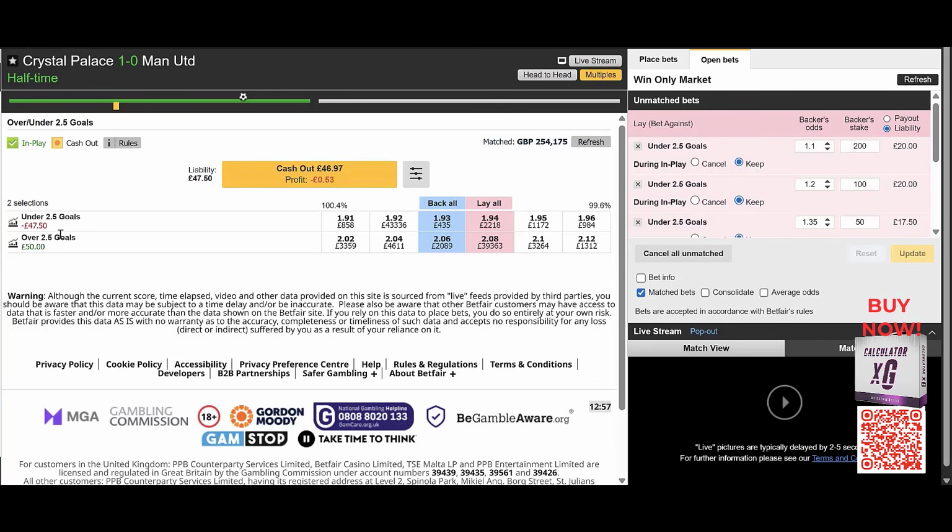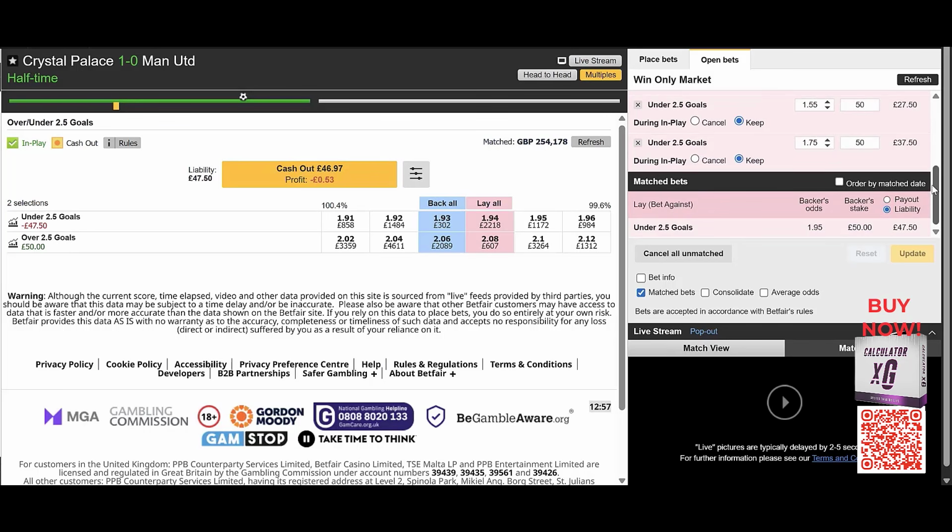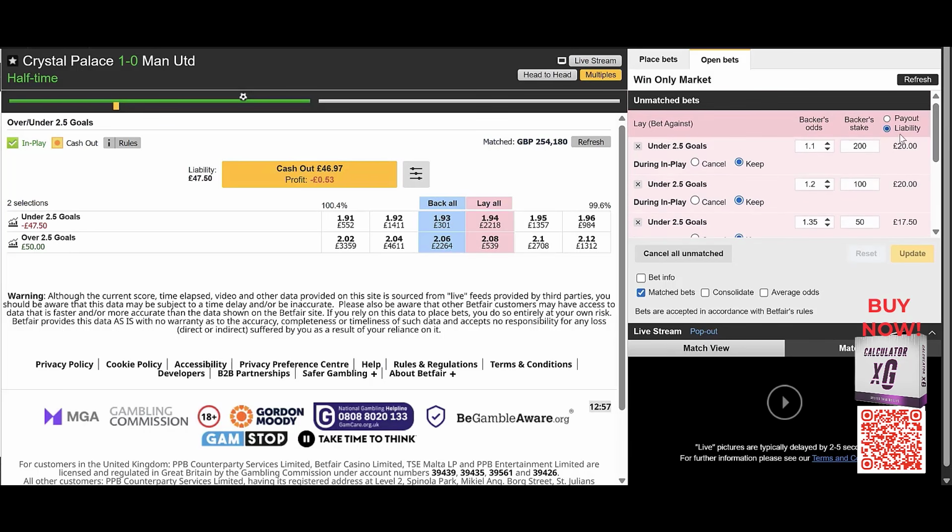So we're heading straight to the over and under 2.5 goals market, and we are laying under 2.5 goals. We're going all the way down to 1.1, and we will see if we can catch that goal. As we said, we're expecting a goal. We're just not sure when it's going to arrive. So we're taking advantage of the time decay, and we've got lots of lay orders in the market to do exactly that.